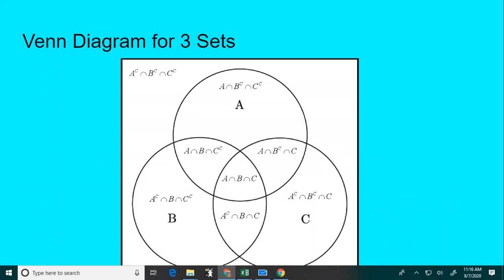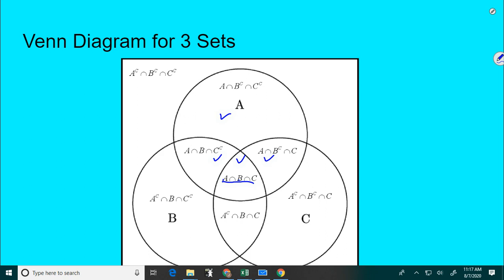All right, here's what it looks like for 3 sets. Obviously, a little more complicated. But you can go through the same rule if you want. So say I wanted to find, let's just say, A intersect B intersect C. So that part there. So what we would do is I would put a check mark everywhere in A. So there. Put a check mark, so that's the A part.